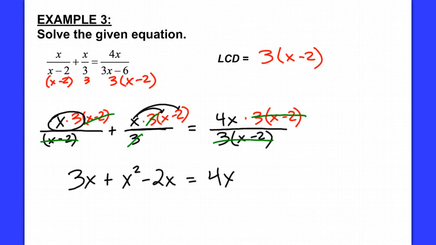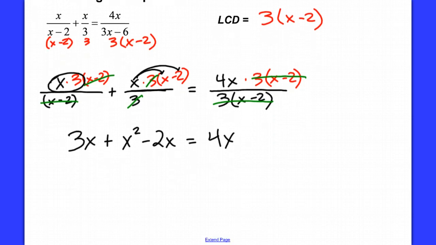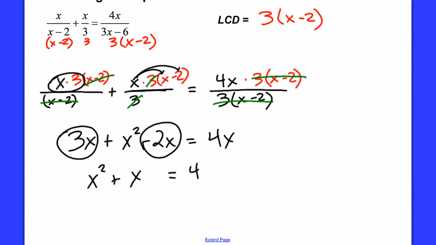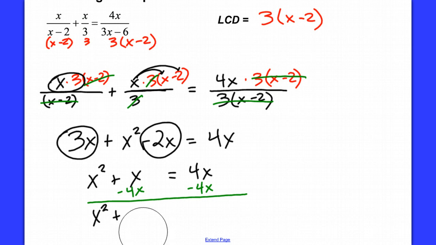So now we're just going to go through the process of cleaning this up and then solving the equation. As we move the screen down a little bit, we have x squared, 3x and minus 2x will make plus x is equal to 4x. And of course your rule is when you have an x on both sides of the equal sign, you get rid of one of them. We'll get rid of 4x here. And this is kind of a neat one. It's going to give us x squared minus 3x equals 0.